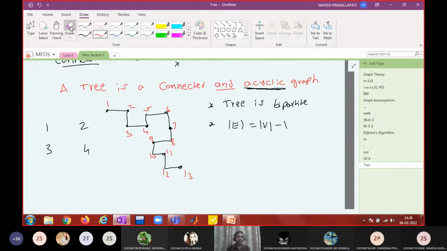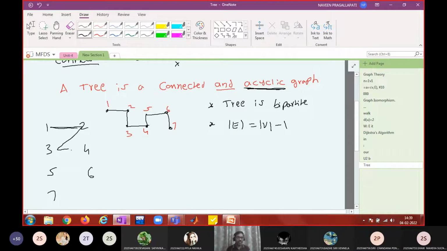Okay. So let us draw the graph up to this one. Then what happens? Whatever the tree you take, that is fine. So when I write 4 here, I will write 5 here. When I write 5 here, I will write 6 here. When I write 6 here, I will write 7 here. Now you see. 1 to 2, and 2 is connected to 3. 3 is connected to 4. 4 is connected to 5. 5 is connected to 6. 6 is connected to 7.